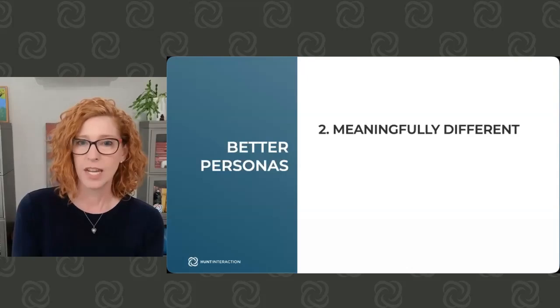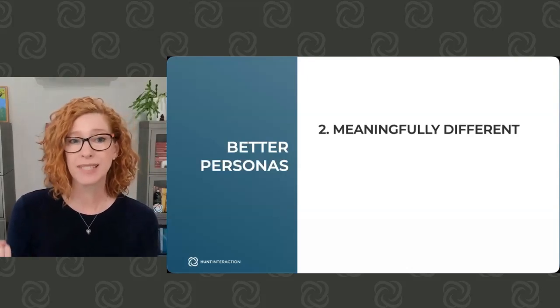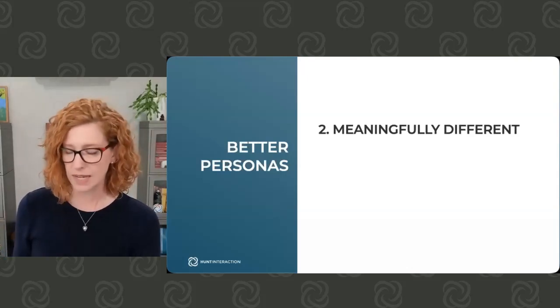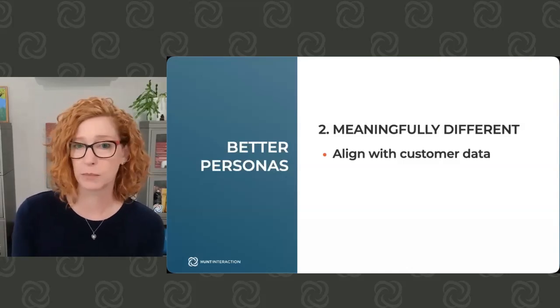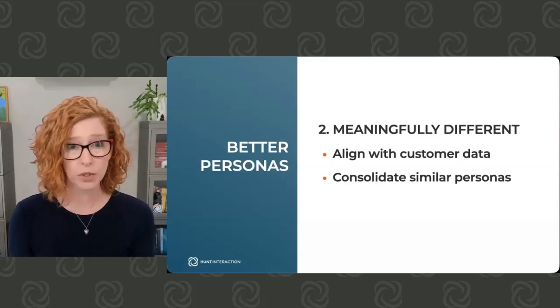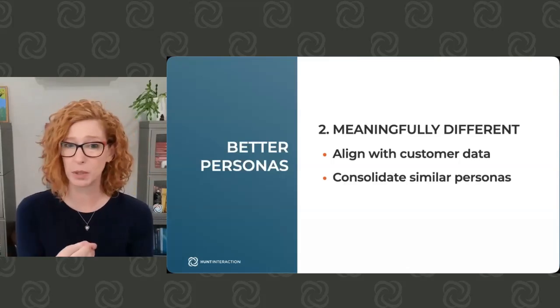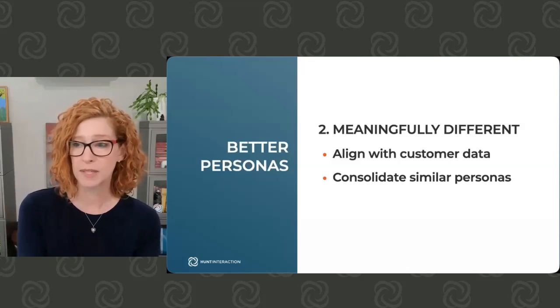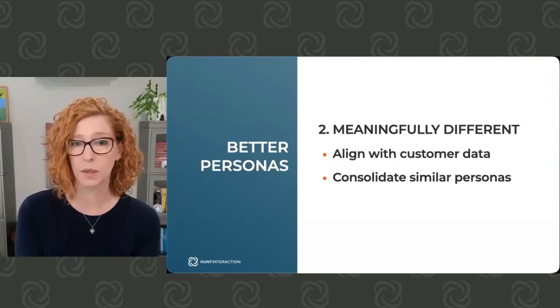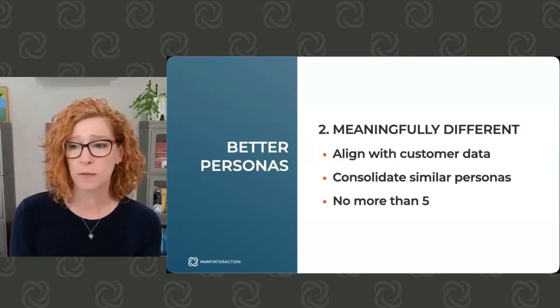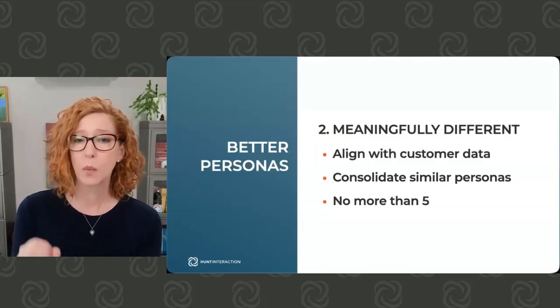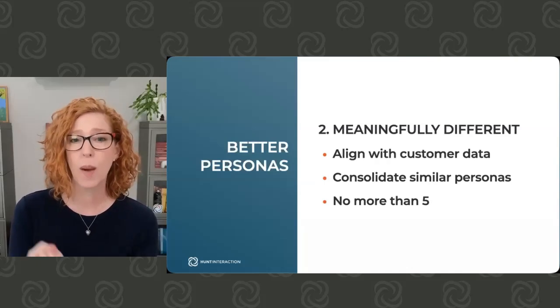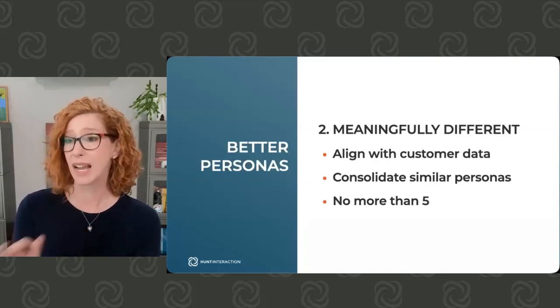Each persona needs to be meaningfully different from each other. They need to align with the customer data that you have, like different motivators, different objections to purchase, different buying timelines. And if you have personas that feel sort of similar, combine them, collapse them together. You need to consolidate them. And please don't create more than five. More than five personas, nobody's going to use them. Pick the ones that represent your highest value, best fit customer segments, and cut the rest.